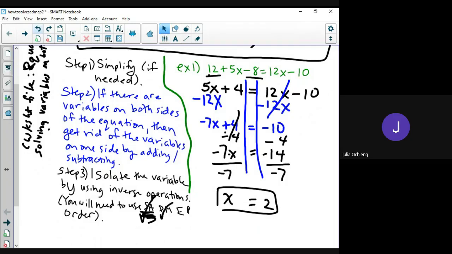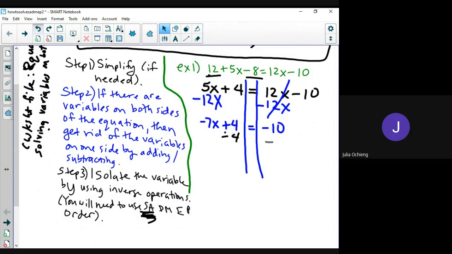Let's do another example. I'm going to have to erase this so I can use the same space.